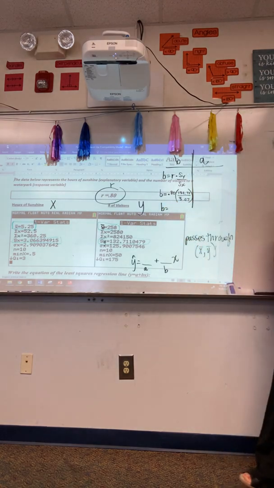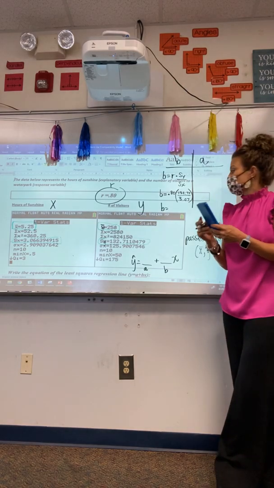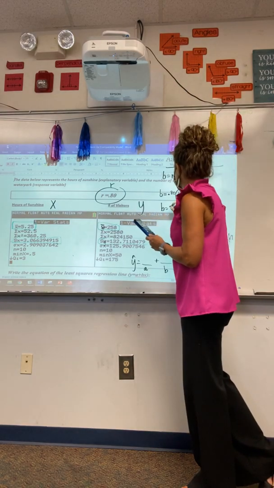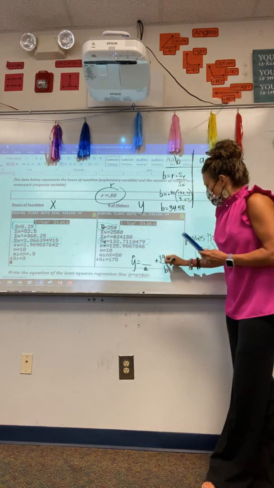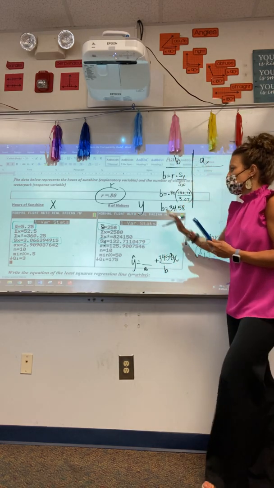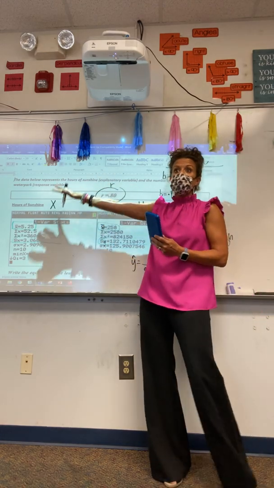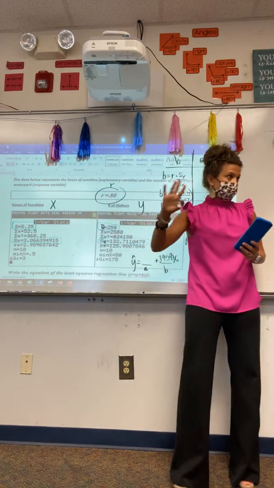What did y'all get? 34.58. Okay, 34.58. So that is my B value. I already know it is positive, which makes sense because as hours of sunshine goes up, I would expect the number of visitors to go up.